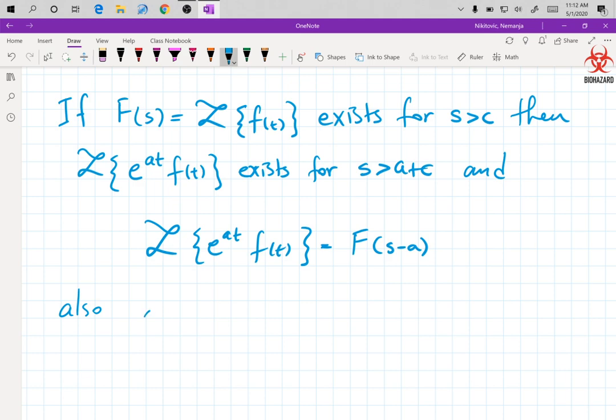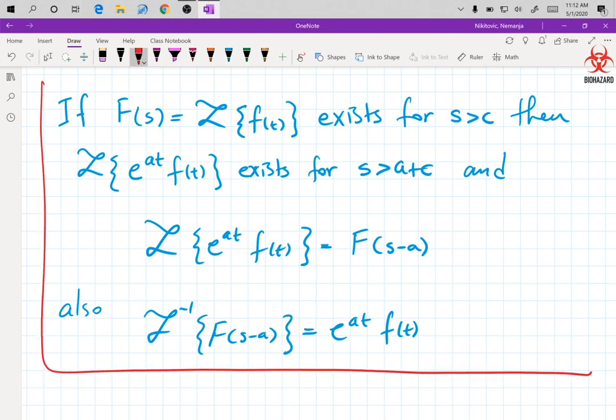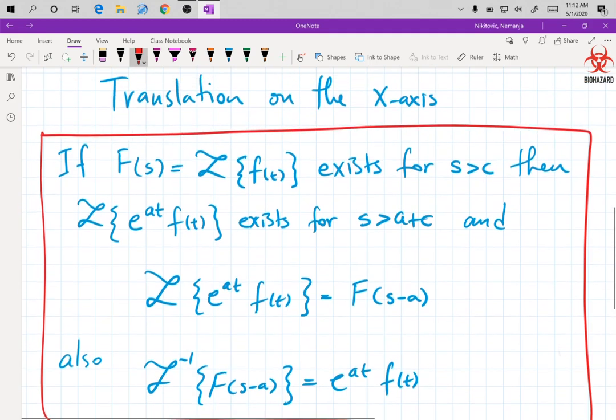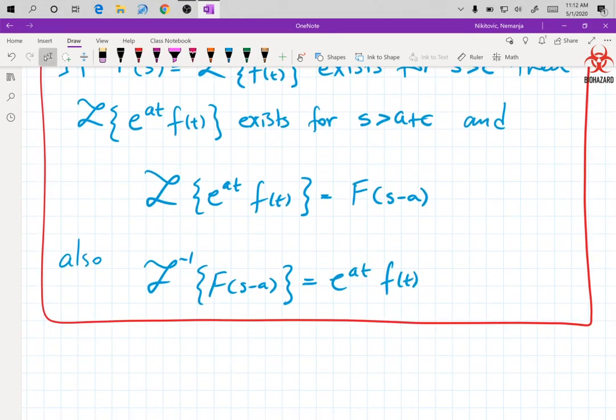Also, we have the inverse Laplace of F of s minus a is equal to e to the a t times f of t. This over here is a translation on the x-axis, and it literally means move it right or left a units. So if you want to move something 3 units to the right, you just subtract 3 as a. So you will multiply the original function by e to the 3t, or negative 3t. Which one did I say, left or right? I don't know, whatever I said.